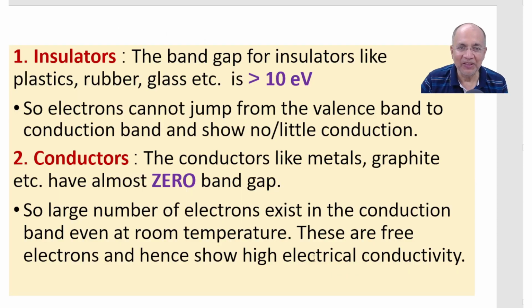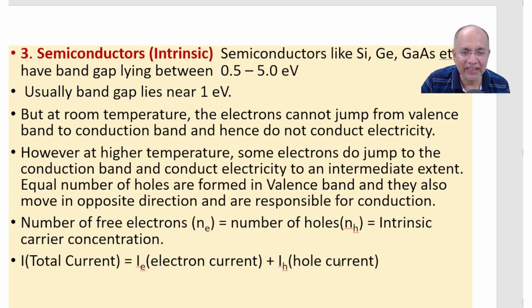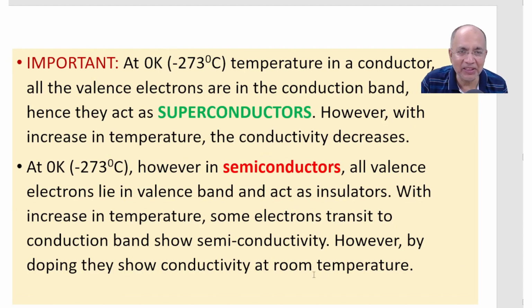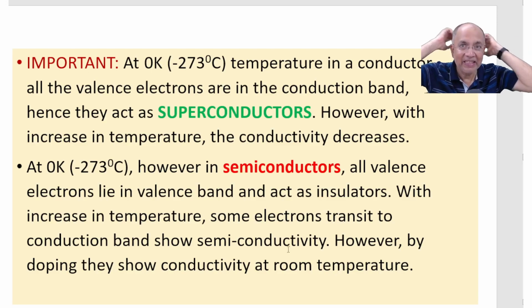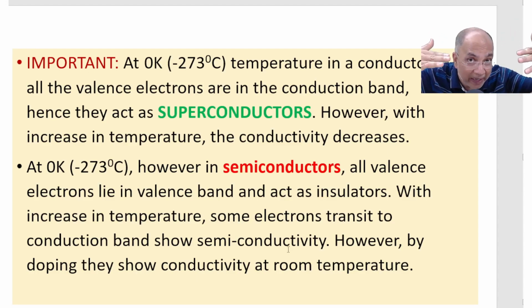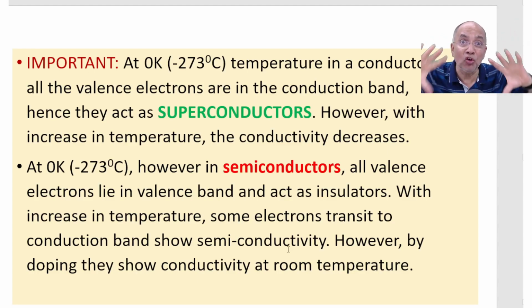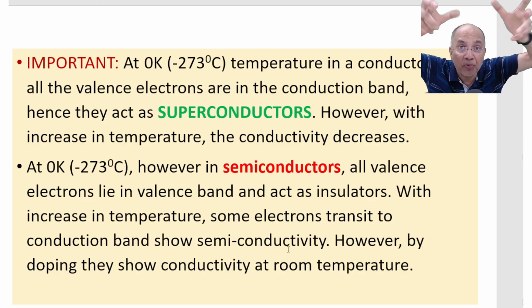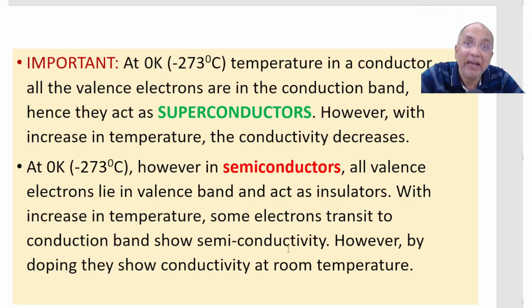Now, I have already told this thing, and superconductivity, I will not talk much about it. I told you. But one thing I'll say, that at 0 Kelvin, minus 273 degrees Celsius, all the electrons in a conductor come to the conduction band and make it a superconductor.